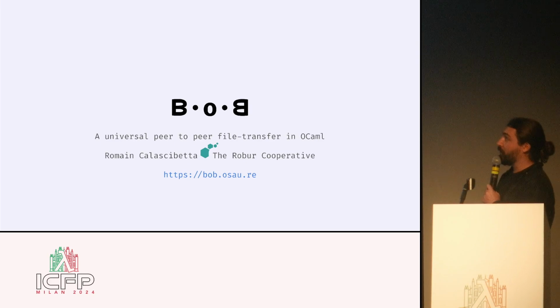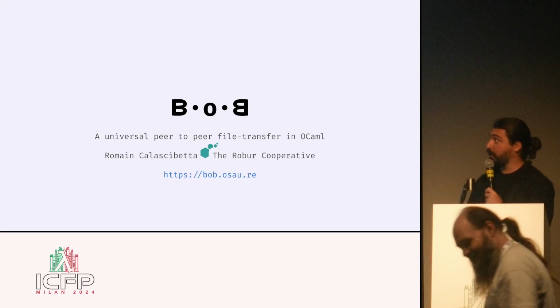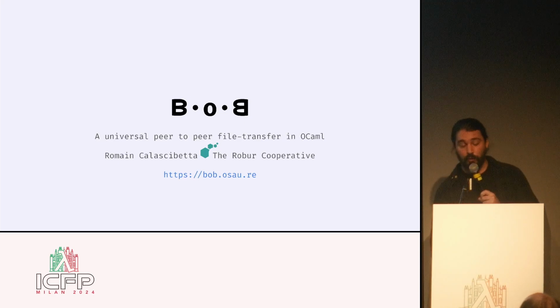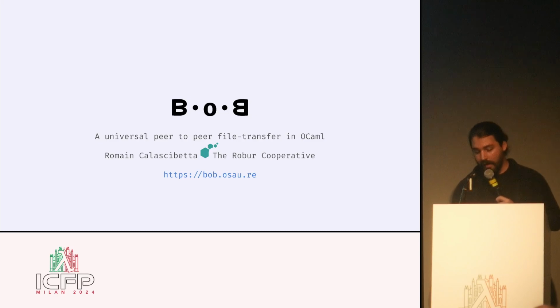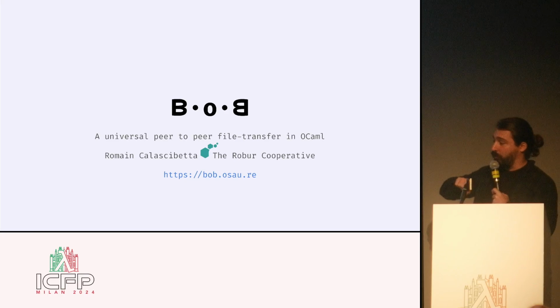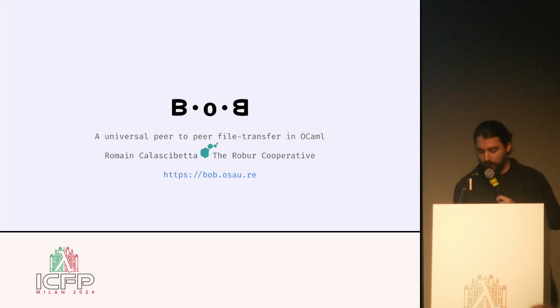Hi everyone, I'm Romain Calasibeta and I will show you software that we developed a year ago: Bob, a universal peer-to-peer file transfer in OCaml. The program is available on the website, and let's start with a demo.